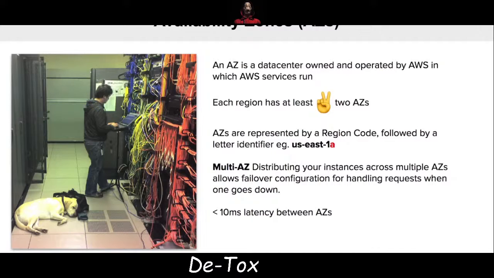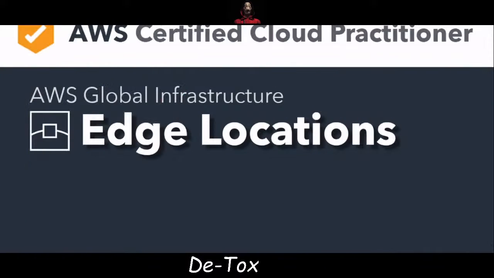Then we want to just talk on the concept of multi-AZ. So this is when you're distributing your instances across multiple availability zones, which allows for failover configuration for handling requests when one AZ goes down, okay? So that is very useful. And then one more thing we want to note is that the latency between availability zones is sub 10 milliseconds, okay? So these AZs are purposely positioned to be exactly that far apart, okay? And so there you go.